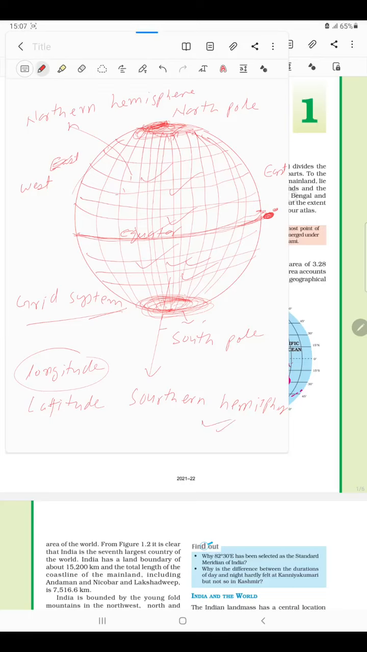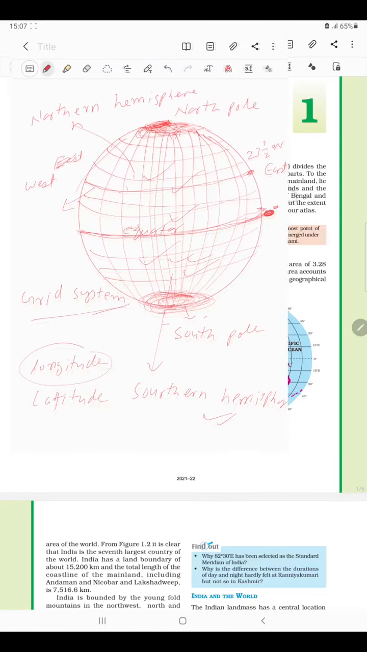And some important latitudes. This one is equator. One is what? Tropic of Capricorn. 23.5 degree north is Tropic of Capricorn, or sorry, Tropic of Cancer. Sorry, Tropic of Cancer. And 23.5 degree south is termed as Tropic of Capricorn.